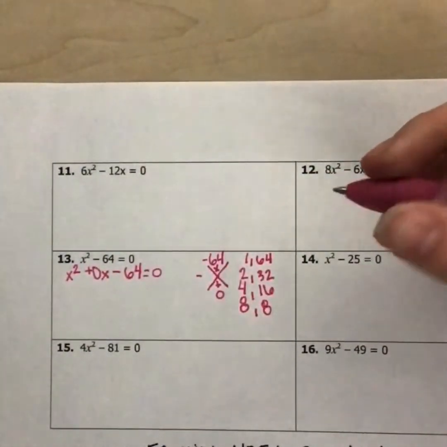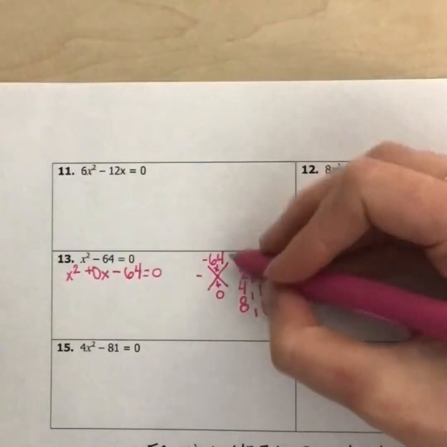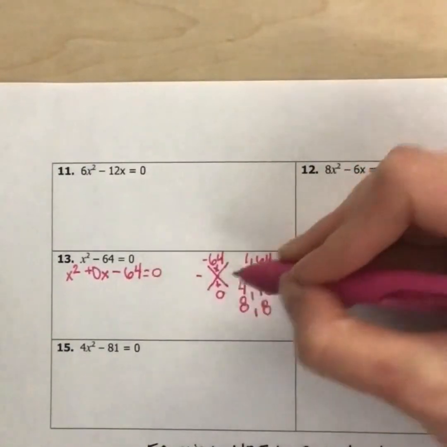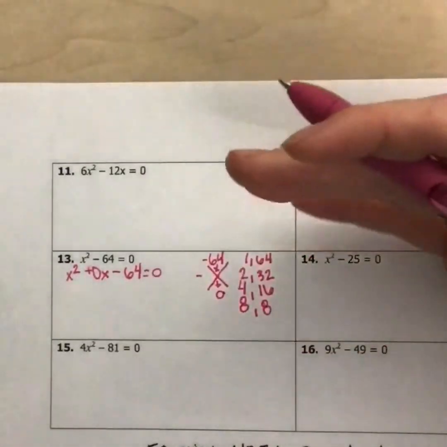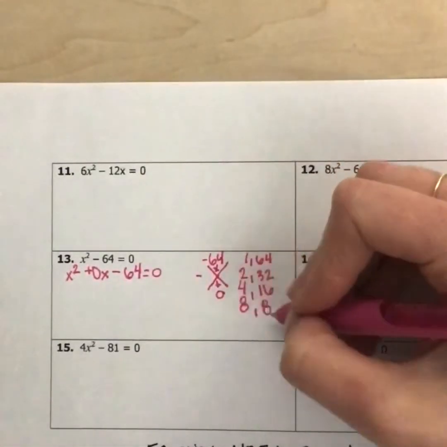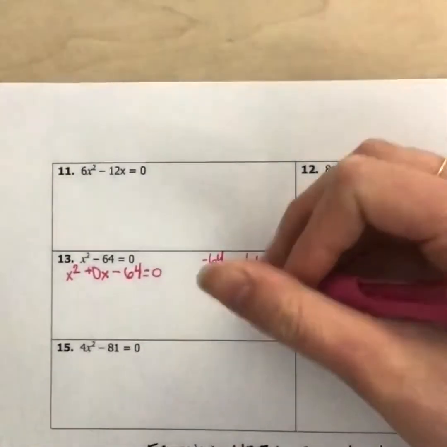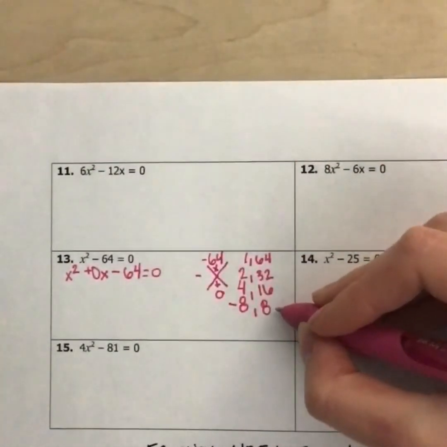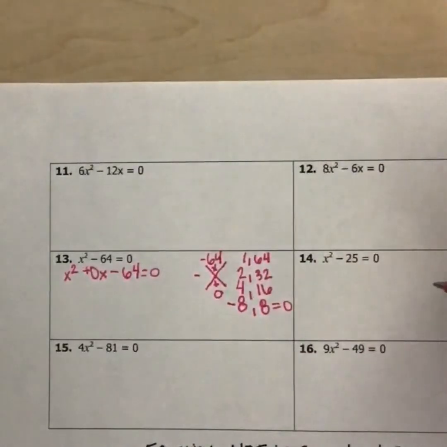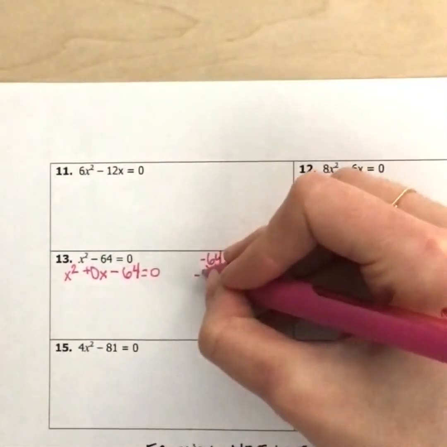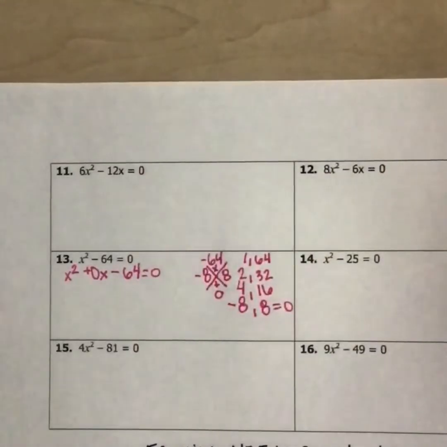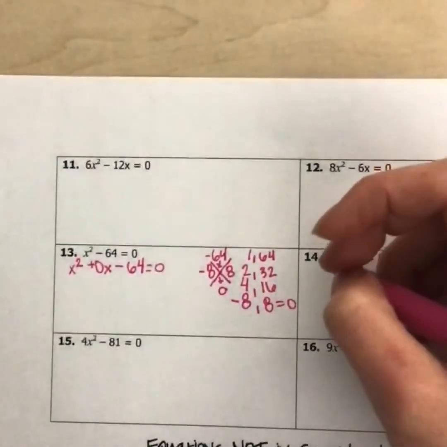So some of you may have already figured out the trick. I know that since this is a negative 64, and when I combine those like terms, that means that the factors have to be the same number. So that means that if I have a negative 8 and a positive 8, those added together would give me a 0. So I'll have negative 8 on the left and a positive 8 on the right. So those are my 2 factors.